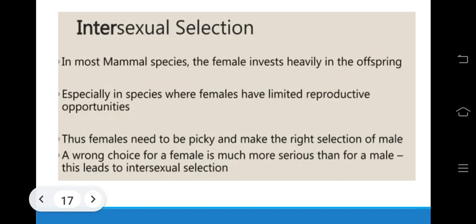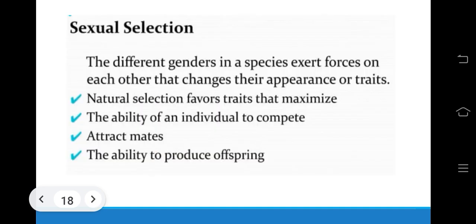In intersexual selection, in most mammalian species, the female invests heavily in the offspring, especially in species where females have limited reproductive opportunities. So the female needs to be picky and make the right selection of male. The wrong choice is much more serious for a female than for a male. This leads to intersexual selection. In sexual selection, the different genders in a species exert forces on each other that change their appearance or traits. Natural selection favors traits that maximize the ability of an individual to compete, attract mates, and produce offspring.